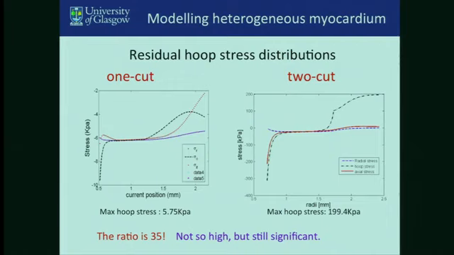So we put this back in the model, and then we did the 1 cut, 2 cut again. We didn't bother with the 4 cut. We just want to see what the ratio is like. And the ratio now is 35. It's not so high now, but it's still significant. That means more than 1 cut is still really, really important, because you can so much underestimate the residual stress if you don't have 1 radial cut.